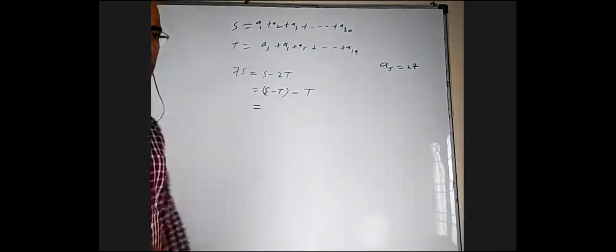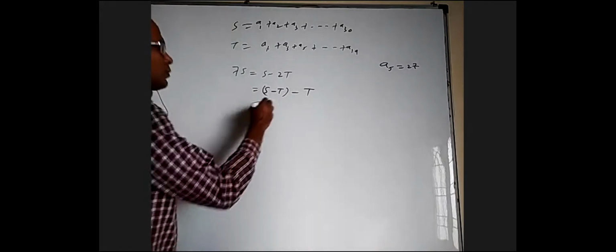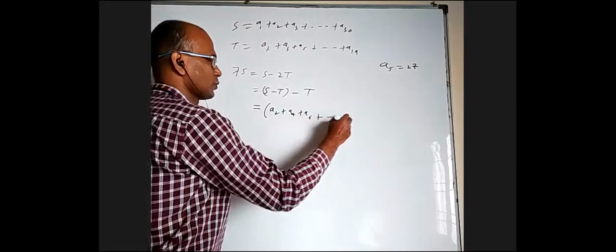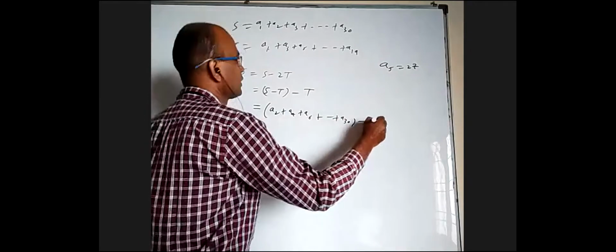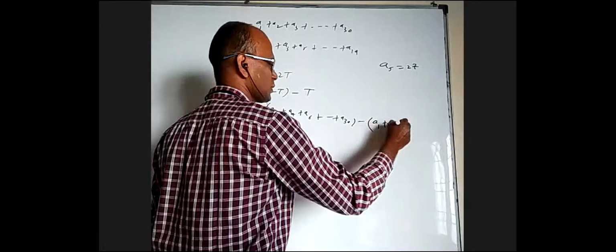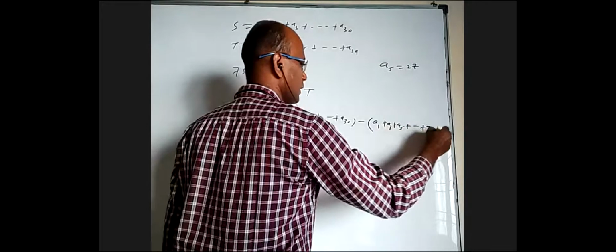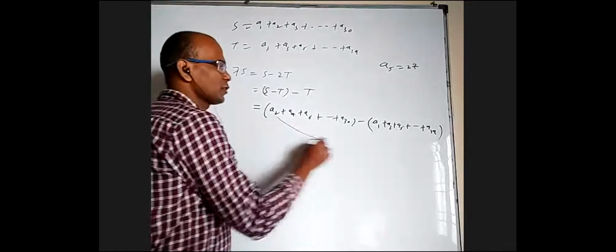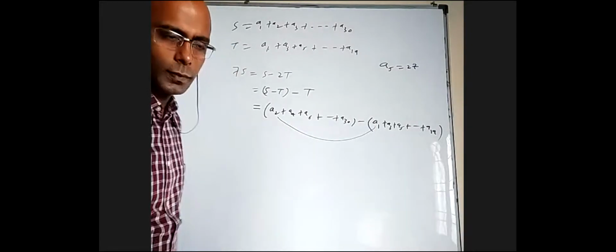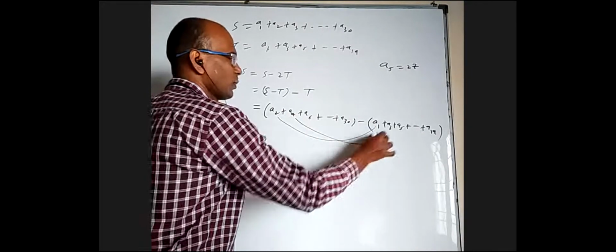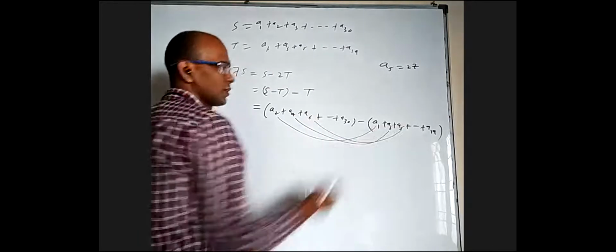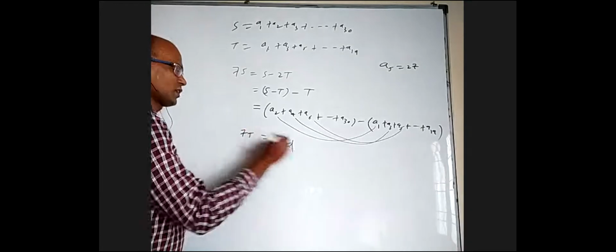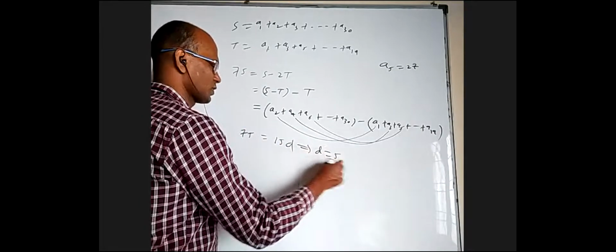What is S minus T? All the even terms, that is A2 plus A4 plus A6 so on up to A30. And only T means A1 plus A3 plus A5 so on up to A29. These are also 15 terms, these are also 15 terms. What is A2 minus A1? D. A4 minus A3, D. A6 minus A5 also D. Like that we'll get 15 D's. 15D is 75, so straight away common difference is 5.